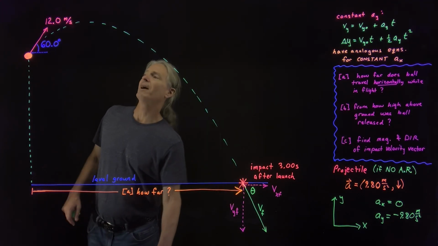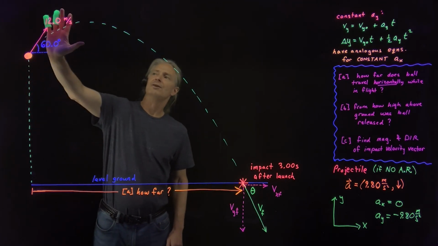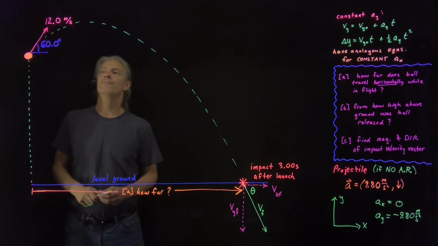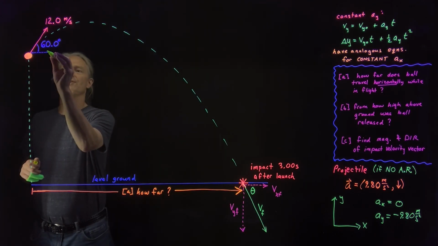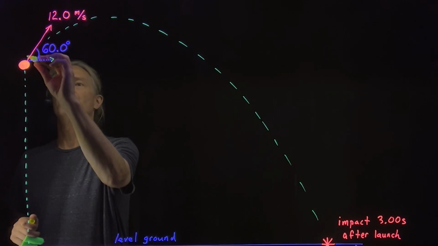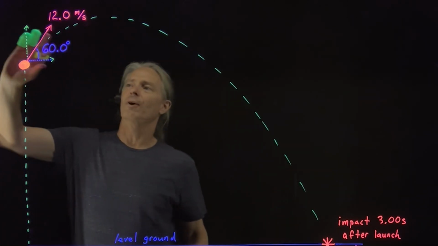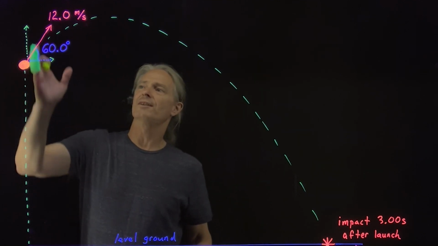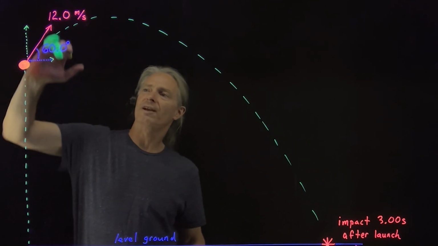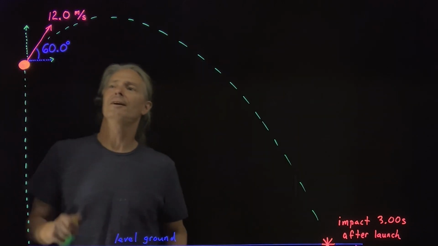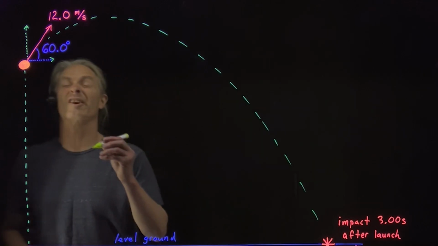Let's start by finding the horizontal and vertical components of this velocity at launch. To find the horizontal component of this velocity, well, I can sketch this in. There's the horizontal component. There's the vertical component. These make a right triangle. So this side and this side, I could take this side and put it over here. And then I have a right triangle with a 60-degree angle here. So this side here is adjacent to the 60-degree angle.